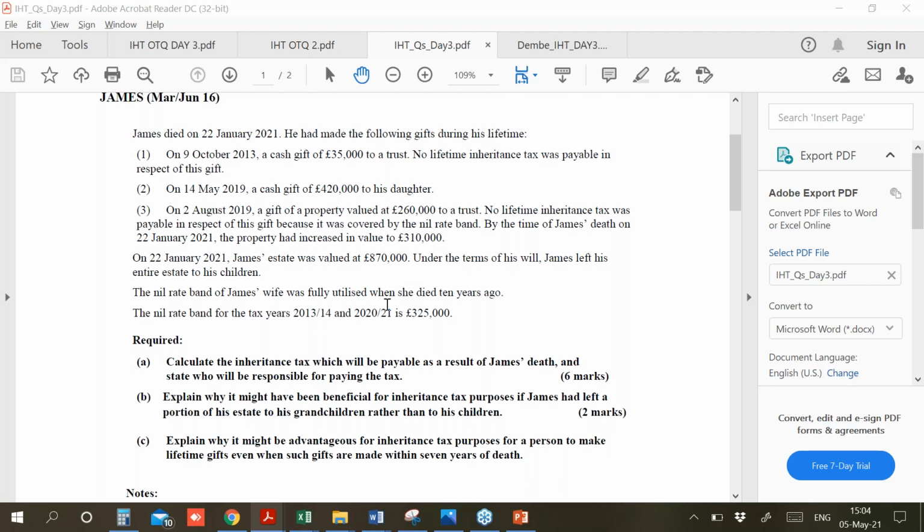Now explain why it might have been beneficial for IHT purposes if James had left a portion of his estate to his grandchildren rather than his children. Guys, that I told you yesterday as well, what is the advantage if you transfer the assets to your grandchildren rather than children? You tell me.